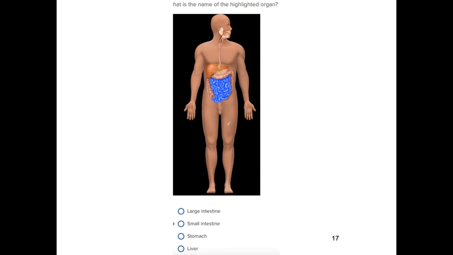All right, what's the highlighted organ right here? Large intestine, small intestine, stomach, or liver. Everything here in the middle is, well, it's not the stomach, right? Stomach is here. It's not the large intestine. This is the large intestine here. All of that is large intestine. It's not the liver. That's the liver right there. So it's a small intestine. The small intestine has the duodenum, the jejunum, and the ileum. It's got 3 parts to it. It's between 26 and 27 feet long. Okay, so it's the small intestine.